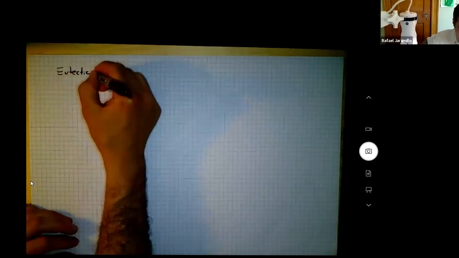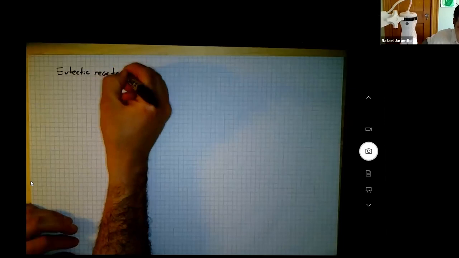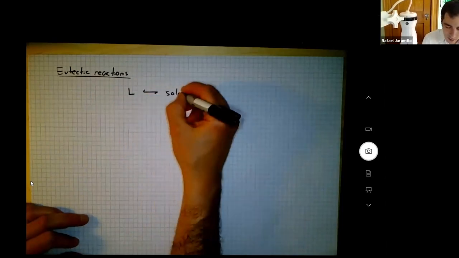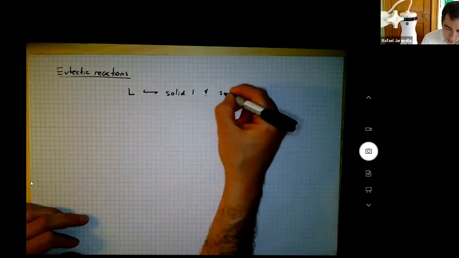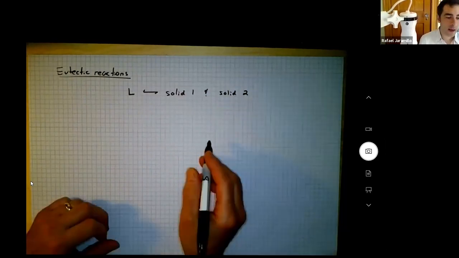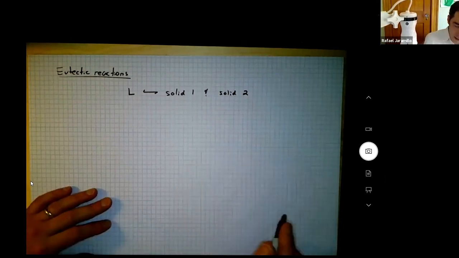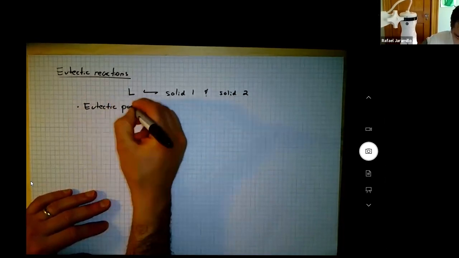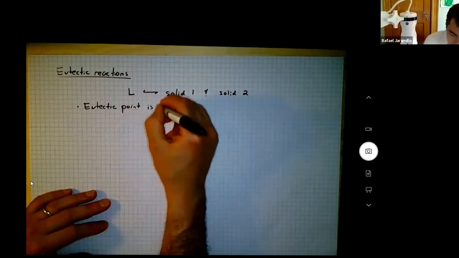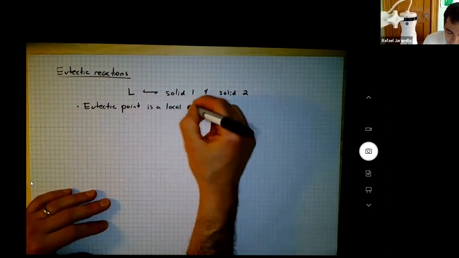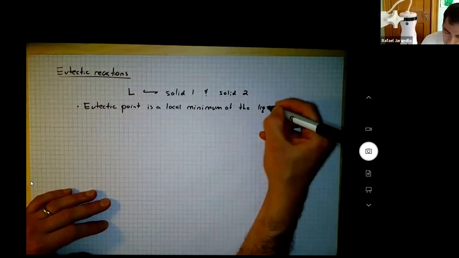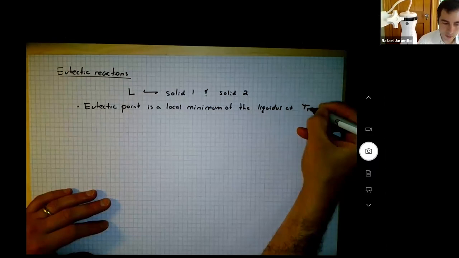We're going to talk about eutectic reactions now. Eutectic reaction. So here's a eutectic reaction. It's a liquid that transforms into two solids. A liquid transforming into solid one and solid two. And we'll visualize this. Let me just define eutectic point. And we'll look at some phase diagrams. The eutectic point is a local minimum of the liquidus at temperature T eutectic.